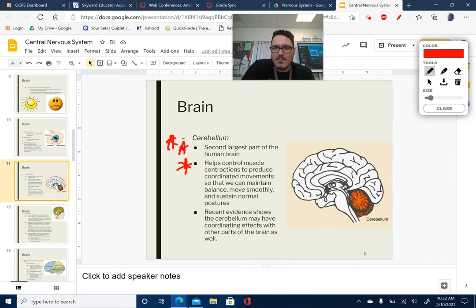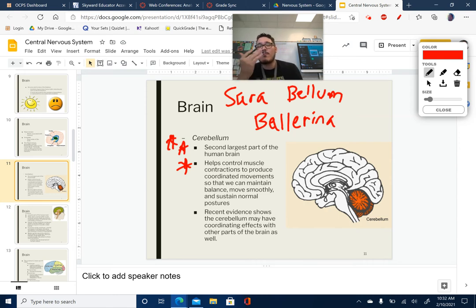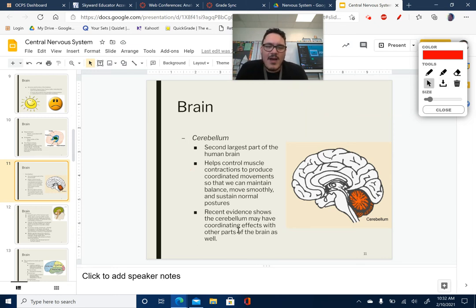So what I use as a mini mnemonic for this is I think of cerebellum. I actually think of a name. I break it down into Sarah, first name, last name, bellum. And I think that cerebellum would be a ballerina or a ballet dancer. The movements, the intricacies, the movements that are required for everything to happen is purely cerebellum. And finally, recent evidence shows that the cerebellum may have coordinating effects with other parts of the brain as well. Don't have to worry too much about that, but regardless, it can be helpful for coordination purposes.